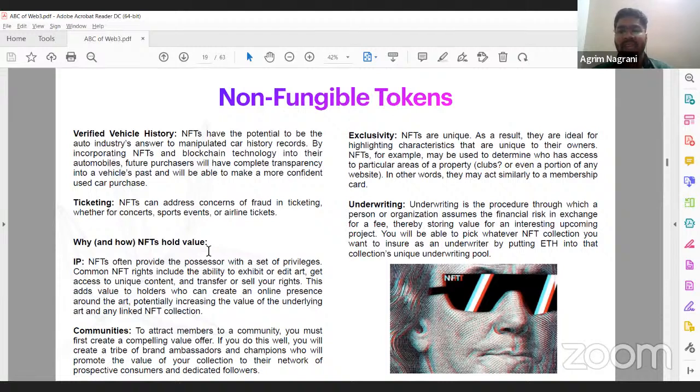Now, again, coming to the exclusivity and the uniqueness, as we have discussed earlier, this will give us a fair idea of the exclusivity and rarity of the NFT. Now coming towards the underwriting. Underwriting is the procedure through which a person or organization assumes the financial risk in exchange for a fee, storing value for that particular project. So in an NFT collection, as an underwriter, we can put that collection into an underwriting pool.